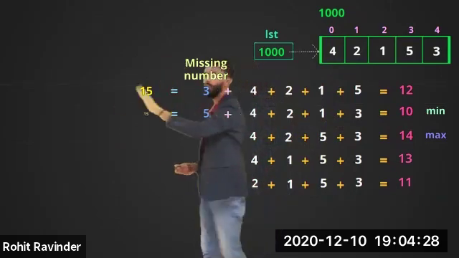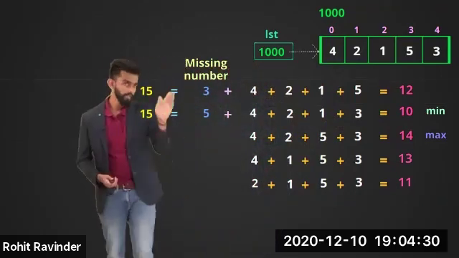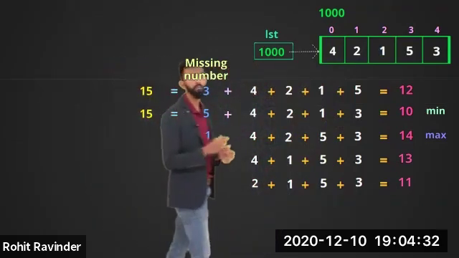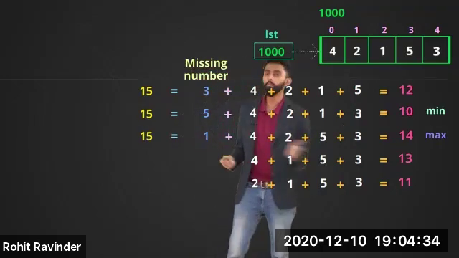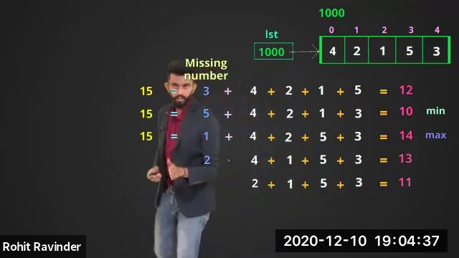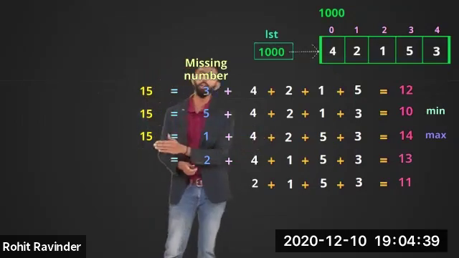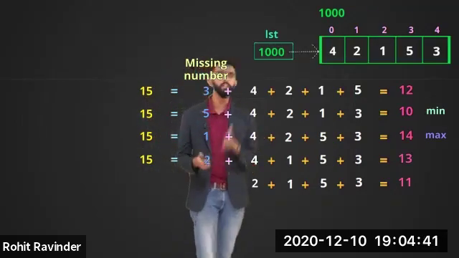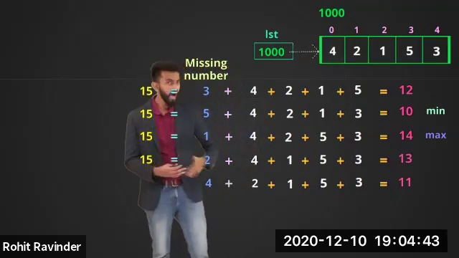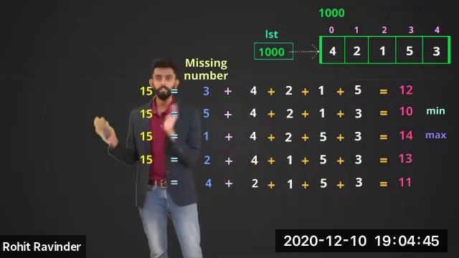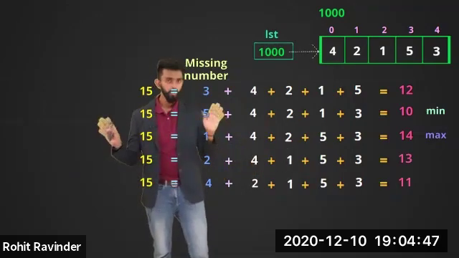And the sum of all the elements in the list is nothing but 50. Same is the case everywhere. If I add the missing number, it will give me the sum of all the elements in the list. Similarly, in the last case also, if I add the missing number, I will get the sum of all the elements in my list.